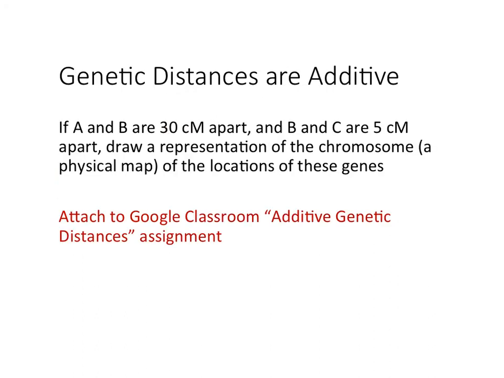One other thing that you need to know to be able to perform really well on the next exam is this point. So we've already covered chi-square test, converting map distances, centimorgans, map units, recombination fraction, identifying parental and recombinant haplotypes. Then we've got this. Genetic distances are additive.